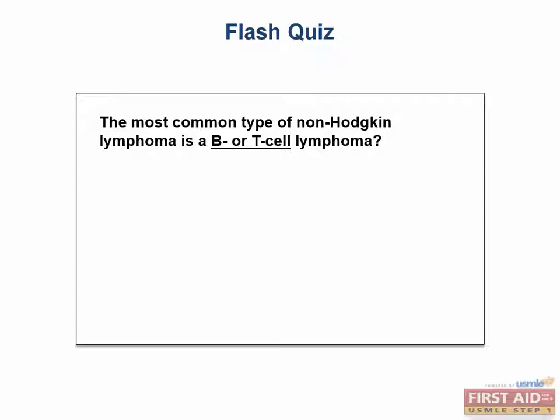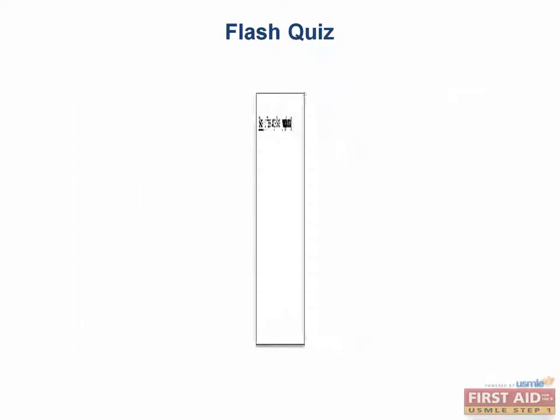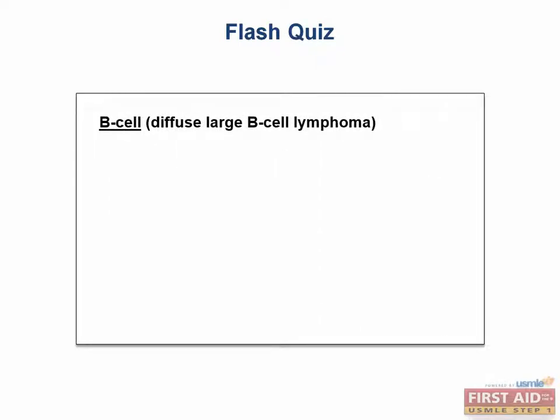Here's a quick flash quiz for us. The most common type of non-Hodgkin's lymphoma is a B or T cell lymphoma? Well, this most common type is the diffuse large B-cell lymphoma, which is most commonly a B-cell lymphoma.